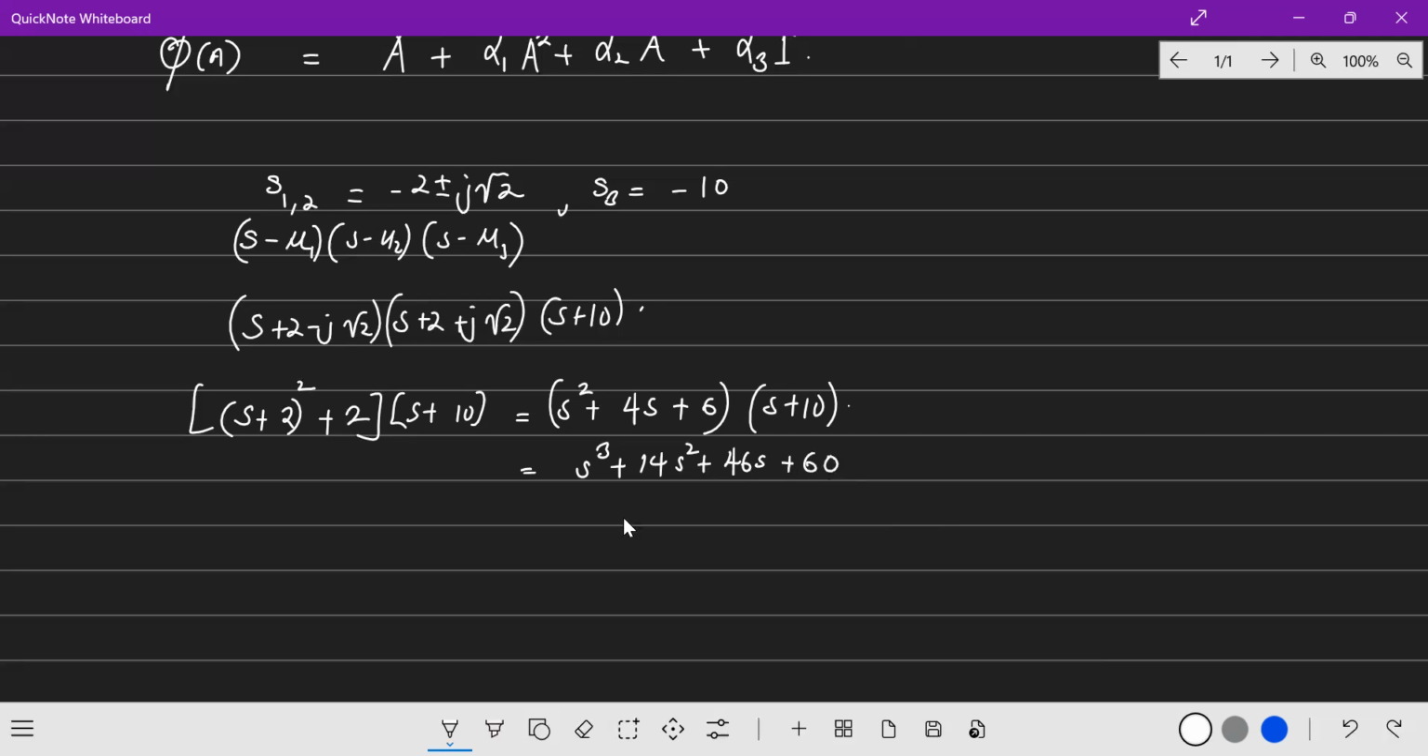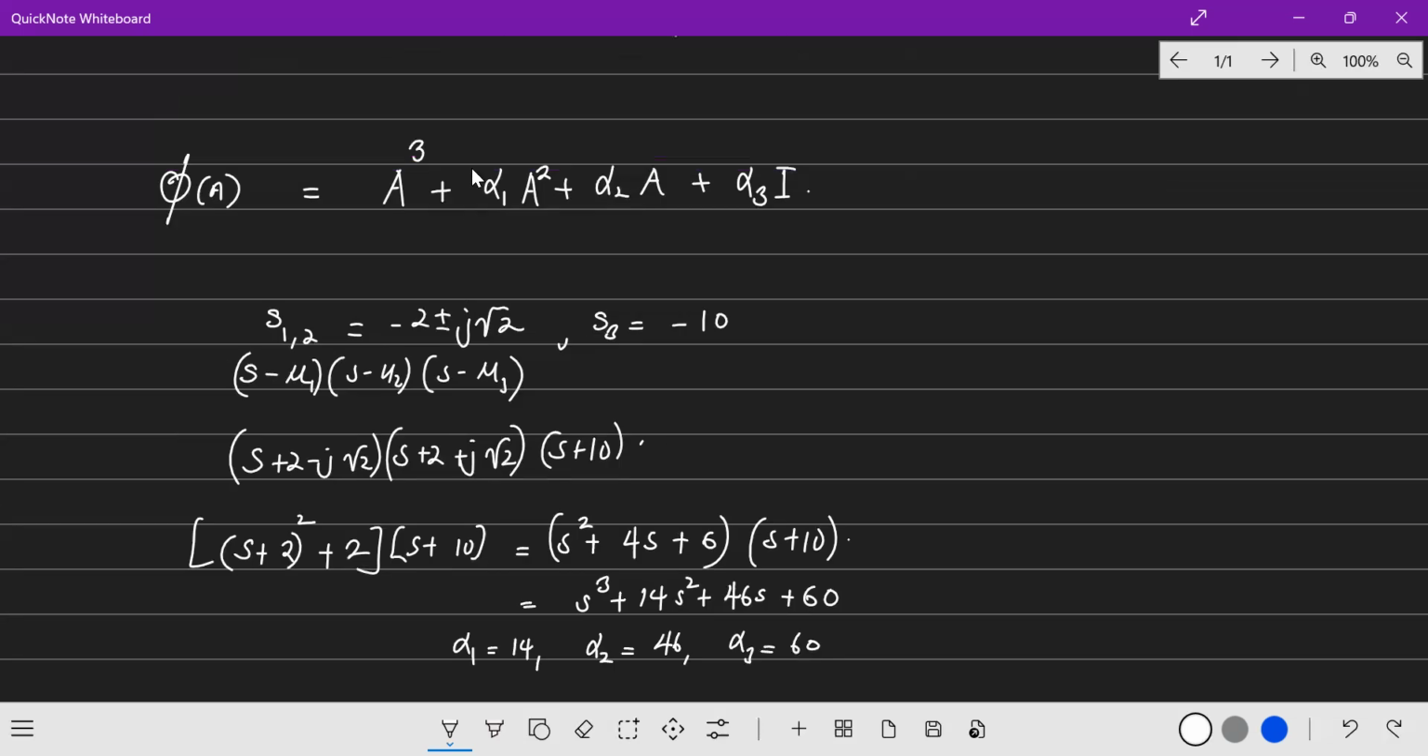All right. Now these values here, the coefficients: our alpha 1 is simply the coefficient of S squared. Okay, our alpha 2 is the coefficient of what? S. And then our alpha 3 is simply a constant, right? Okay. So our alpha 1 will be equal to 14. Our alpha 2 is equal to what? 46. Our alpha 3 is simply equal to 60. So these are the values you need to put here. Then multiply by matrix A. So you see the alphas are the values you need to put there, right?